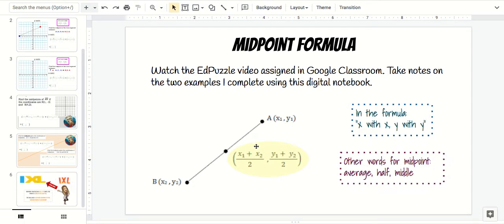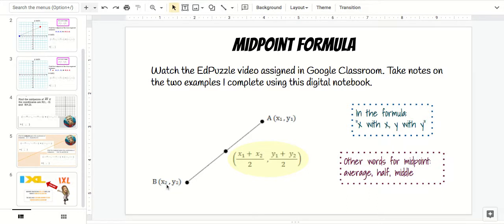This video is to go along with using the midpoint formula. So what you see on my page is an example of where the midpoint formula comes from. We start with one point, A, that has x and y values, x1 and y1. We also have a second point, B, and we call its values x2 and y2.